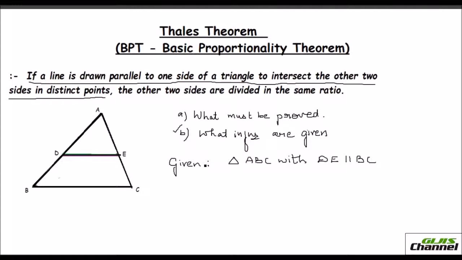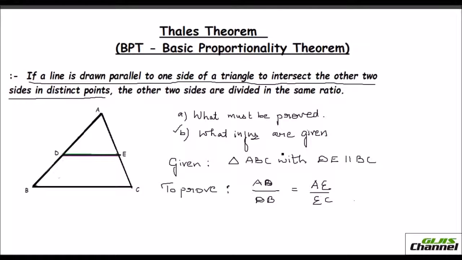Let us check on the statement of the theorem again. The next part of the theorem says the other two sides are divided in the same ratio. So that is what you need to prove. To prove, simple, the other two sides are in the same ratio. That is AD over DB is equal to AE over EC. So this is what we need to prove.